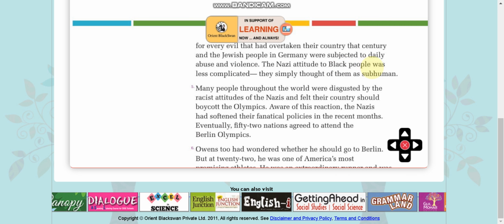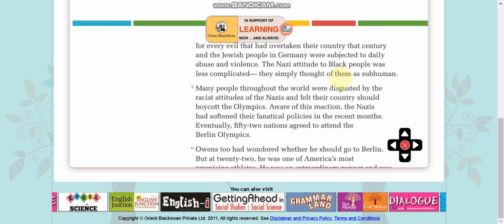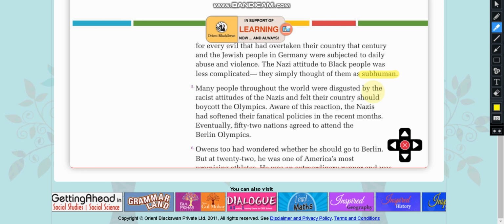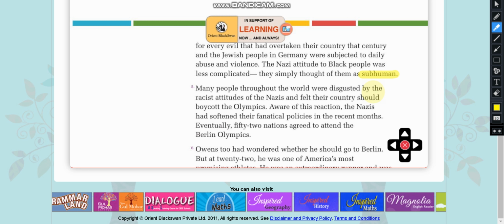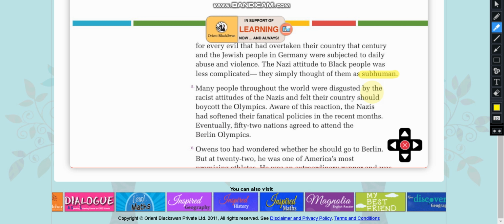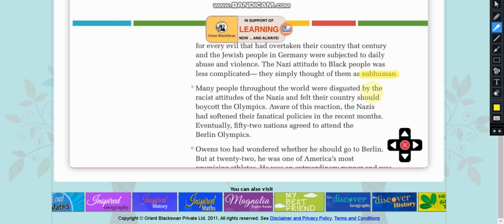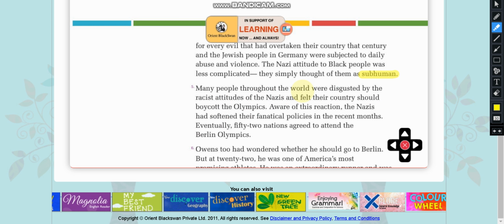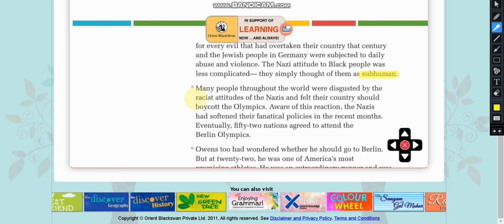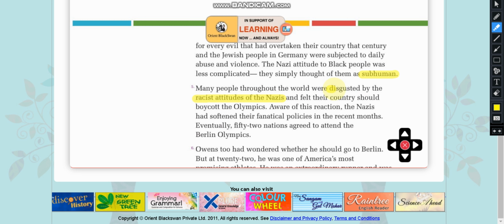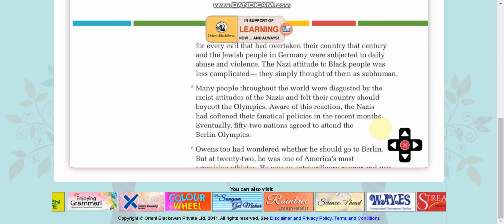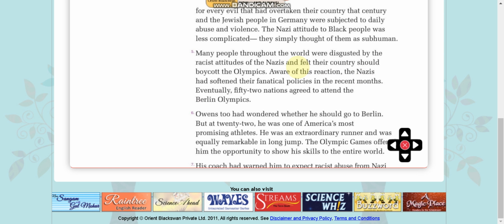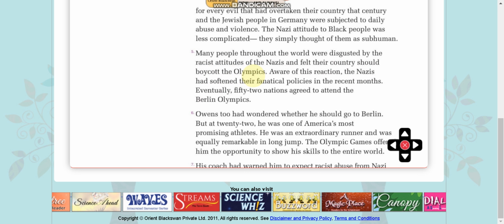The Nazi attitude to black people was less complicated. They simply thought of them as subhuman. Now, what do you mean by subhuman? Subhuman means a person who is not fit to be called a human. So, what they thought was that the black people were subhuman, they did not fit as humans. Many people throughout the world were disgusted by the racist attitude of the Nazis. So, people all around the world were disgusted. They felt bad about this behavior or the attitude of the Nazis and felt their country should boycott the Olympics.